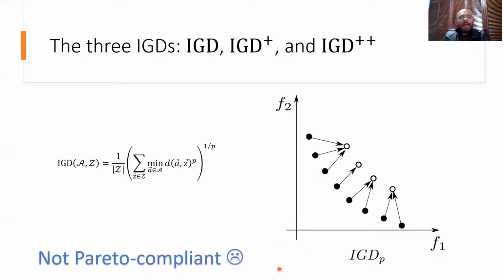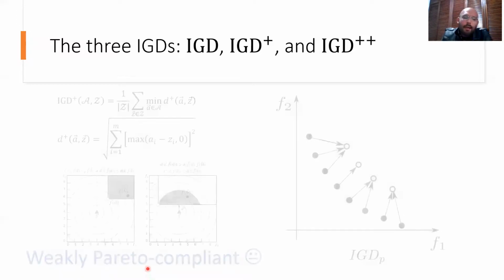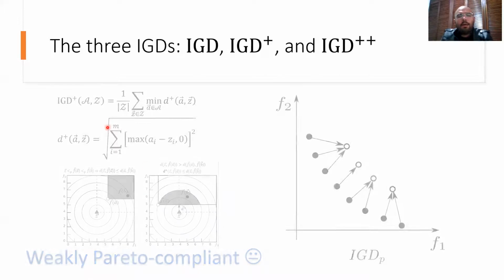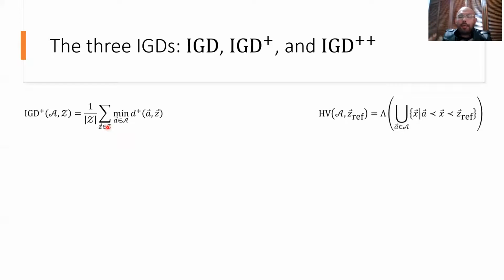In this case, IGD measures the average distance between a reference set, we have it here, to the approximation set A. But the bad thing here is that IGD is not Pareto compliant. We have the IGD plus. IGD plus is weakly Pareto compliant, so we are kind of happy, not so much, but we have a single modification to IGD. And also we have IGD plus plus that requires the IGD plus and also the hypervolume indicator that we know is a Pareto compliant indicator.